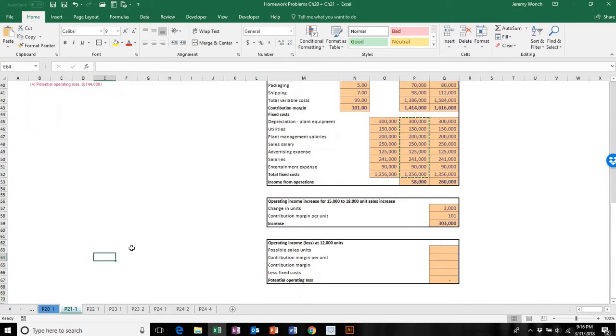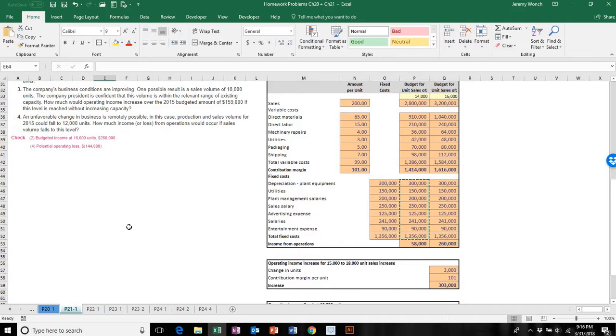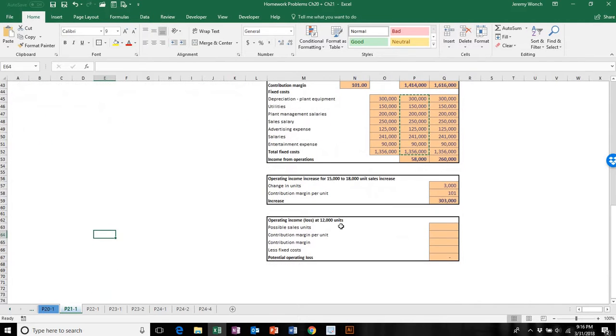All right, and then the last part, it says, an unfavorable change in the business is remotely possible. In the case that the production and sales volume drops to 12,000 units, how much profit or loss would we have?